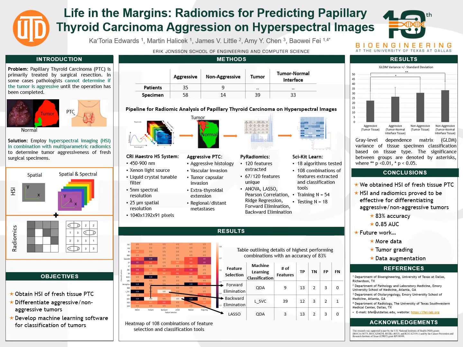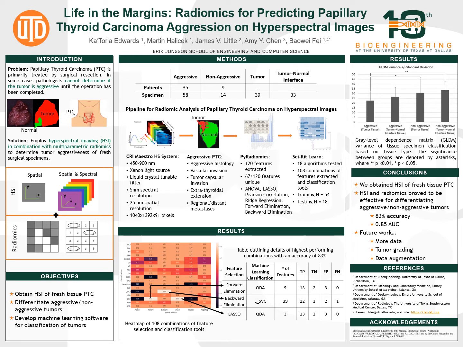For this method, we used a total of 44 patients with 72 corresponding specimens. We imaged these using the CRI Maestro HS system, classified these tumors according to the American Thyroid Association 2015 risk stratification system, extracted features using Radiomics within Python for a total of 120 features, and classified using machine learning algorithms provided by scikit-learn in Python.